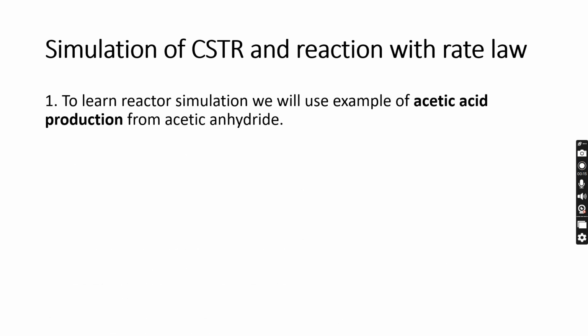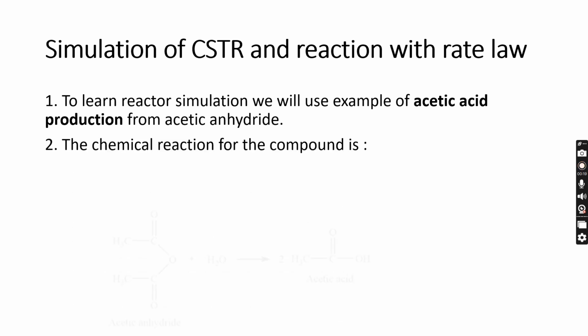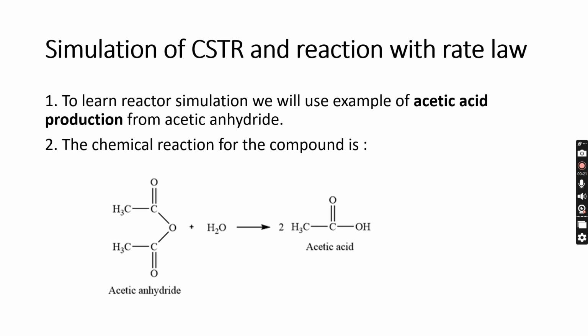Hello everyone, today in the chemical engineering process simulation we are going to learn how to simulate a CSTR, and in this we are going to use a reaction for which we know the rate law. The example that we are going to use in this tutorial will be acetic acid production from acetic anhydride. The reaction for this process is 1 mole of acetic anhydride reacts with 1 mole of water to produce 2 moles of acetic acid.